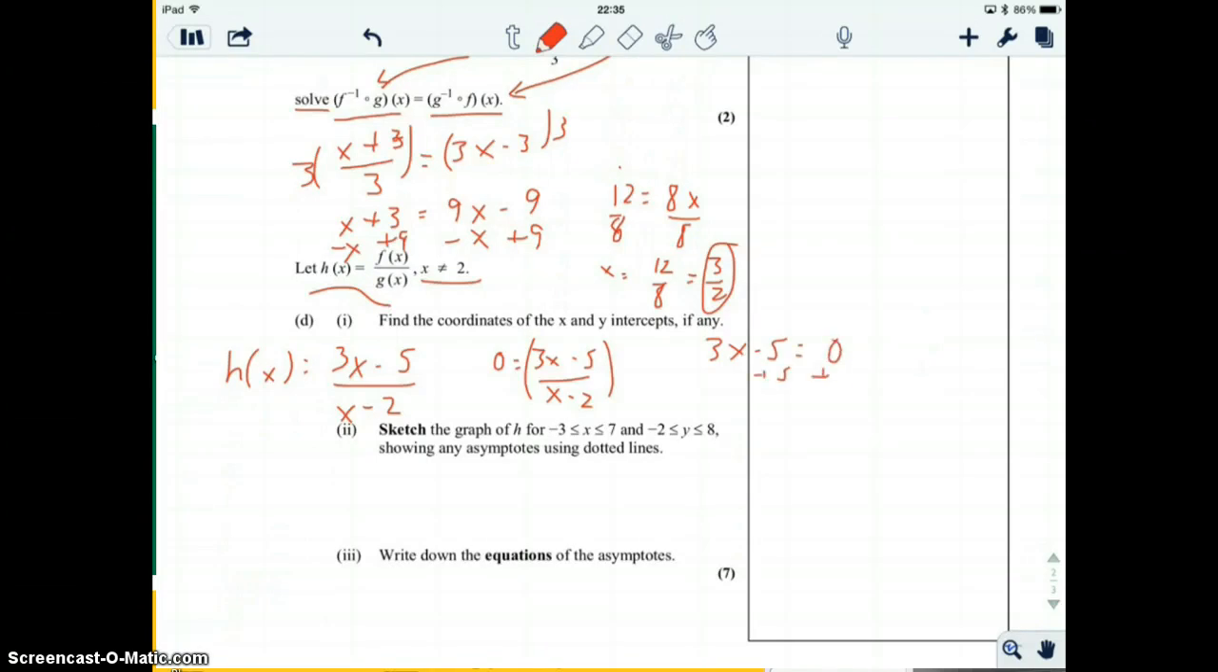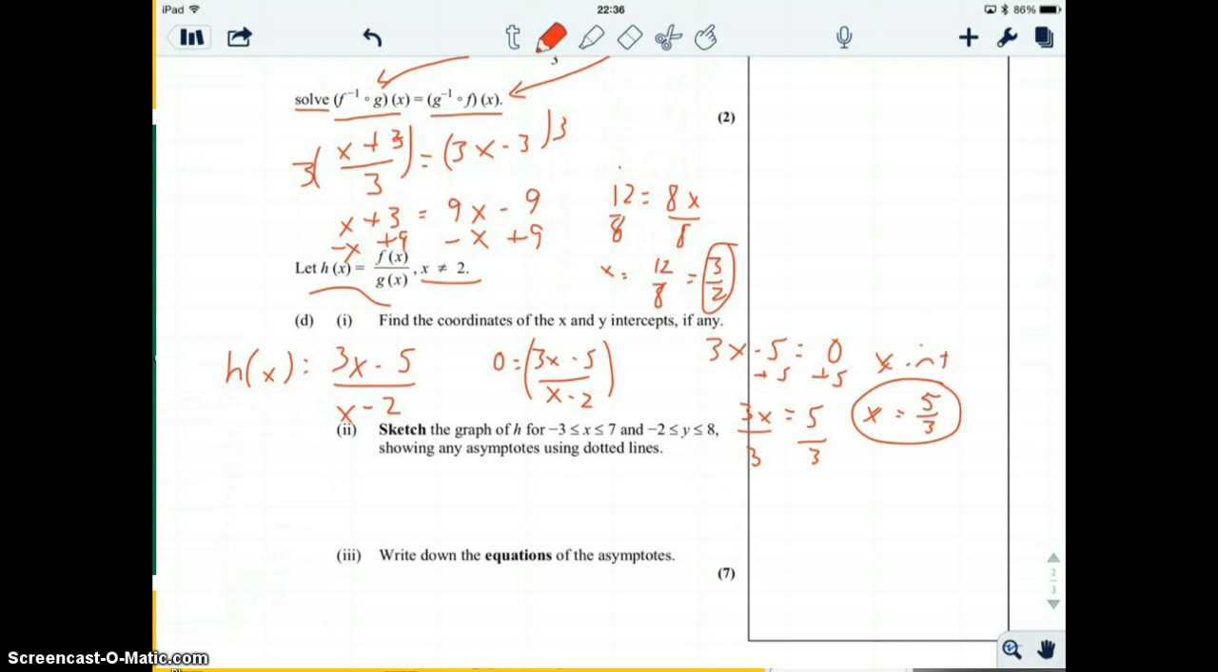Add 5 to both sides, and we get 3x equals 5. And so we divide both sides by 3, and we get x equals 5/3. Okay? So that is our x-intercept.